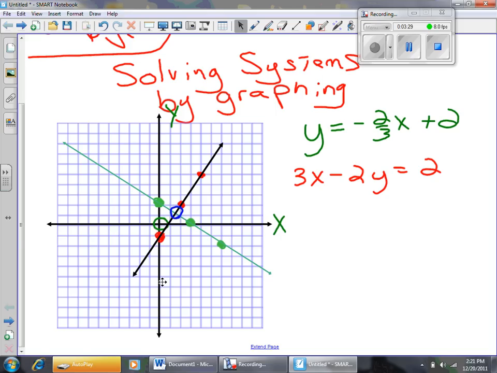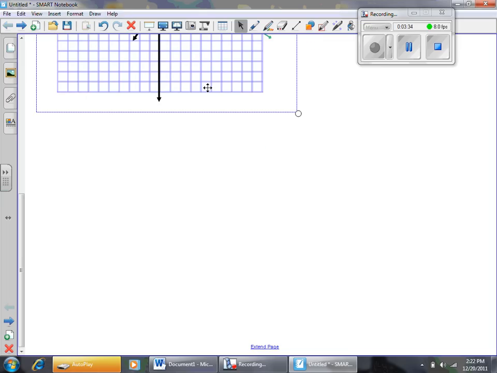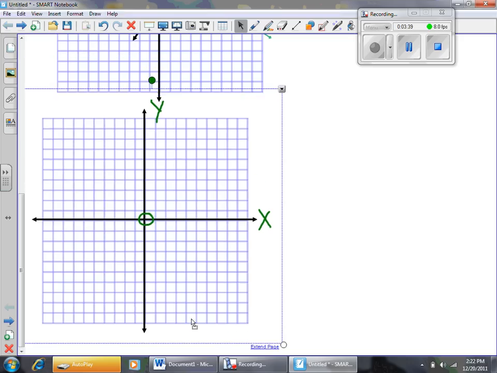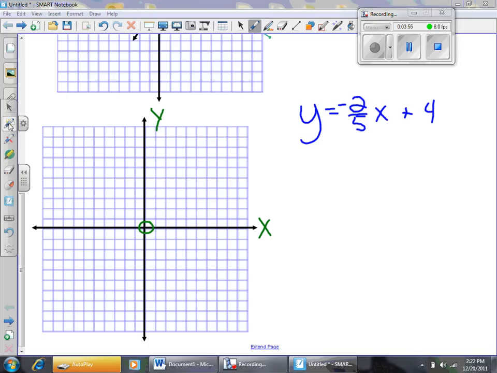All right, let's go on to solving a system of inequalities, which you guys have been so good at. Let me get a sheet of graph paper. There we go. Let's have the equation y equals -2/5 x plus 4. And then the other one will be 3x minus 4y, and we'll make that equal to 12.